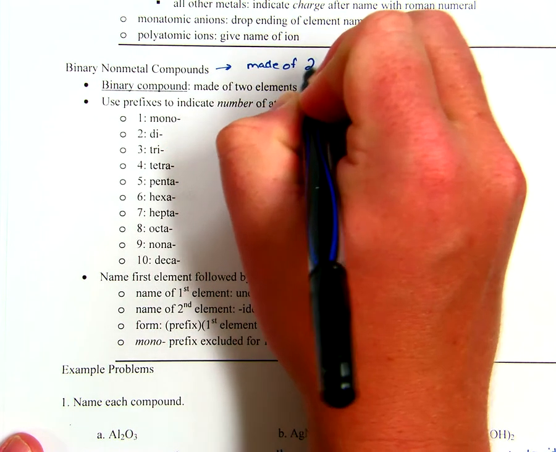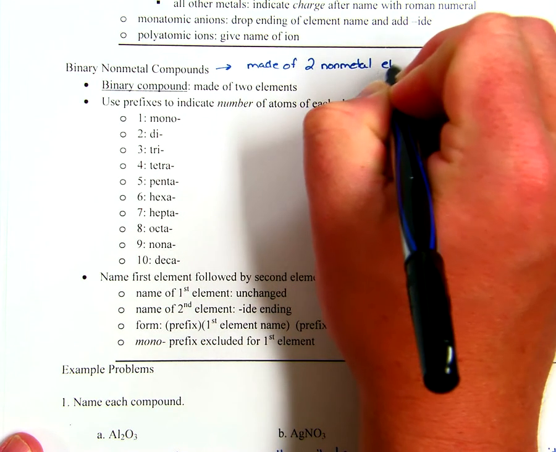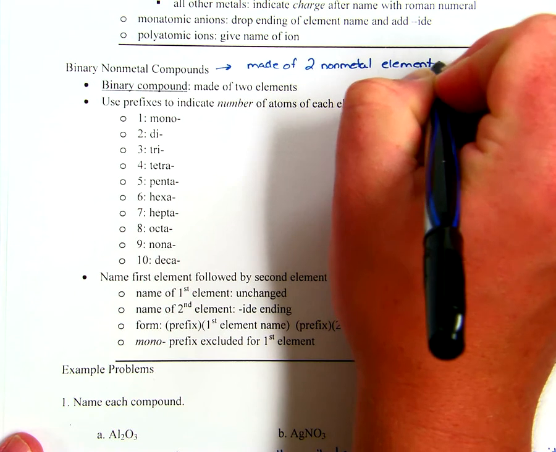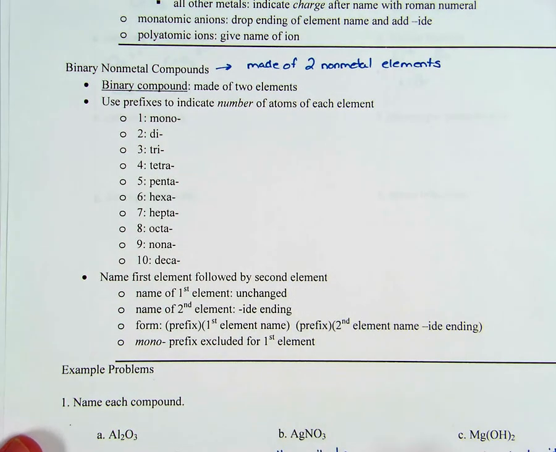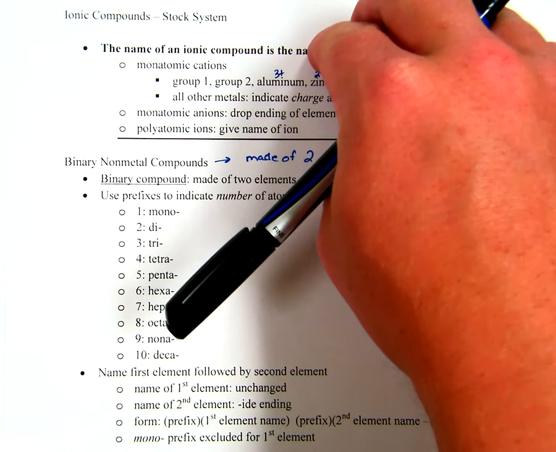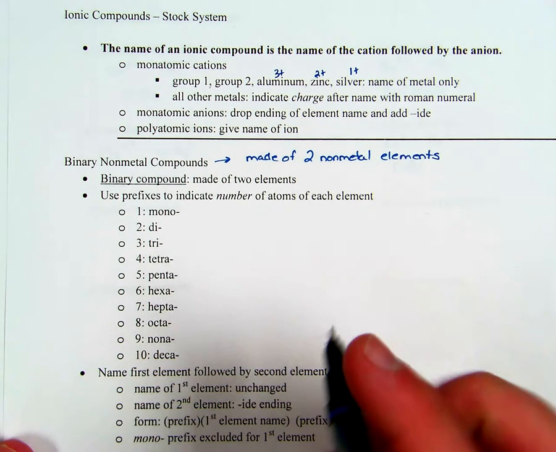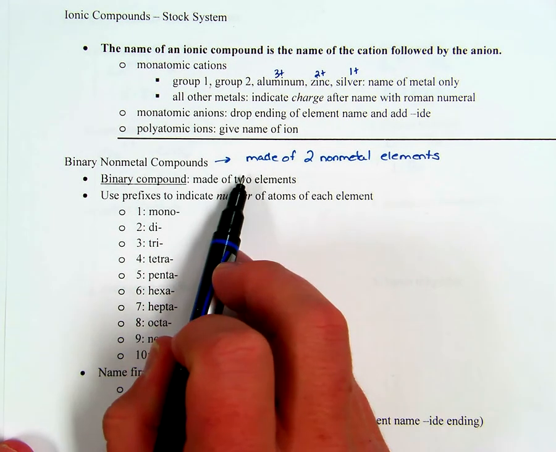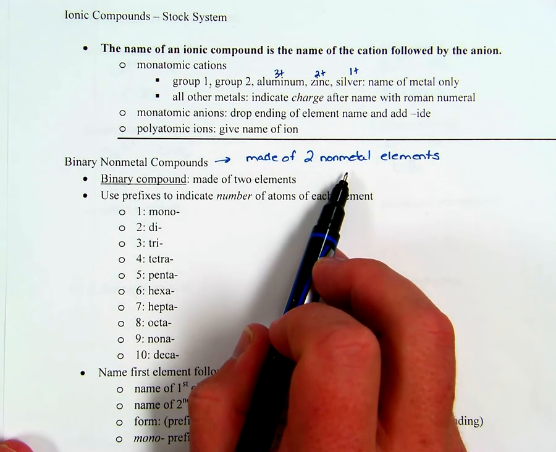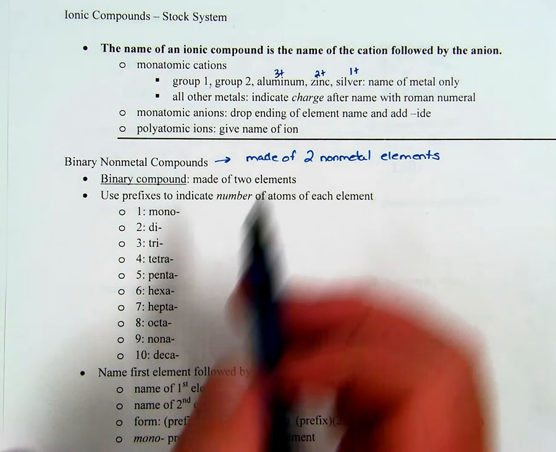nonmetal elements. So a question you might have had so far is, how do we distinguish or differentiate between the ionic compounds and these rules? Well, the easiest way to do it is simply to look here. If it's made of 2 elements that are both nonmetals, then we follow these rules here. And if it's not, then we follow the rules up on the top there. Alright, so let's go straight to the examples.